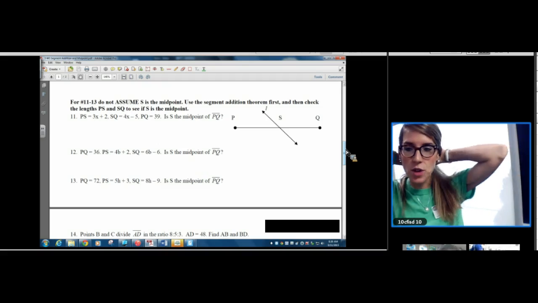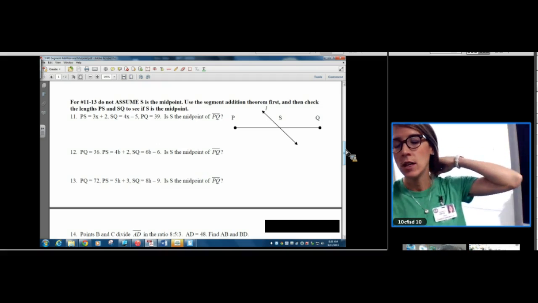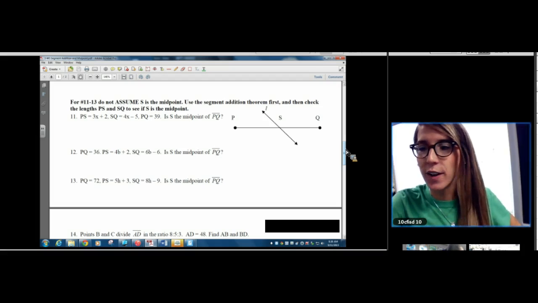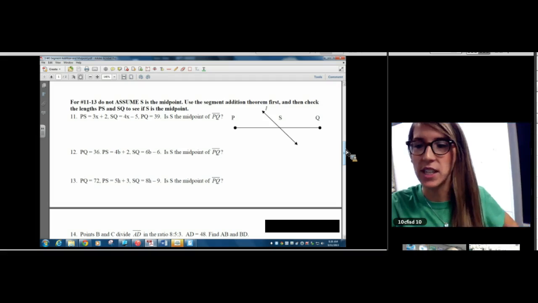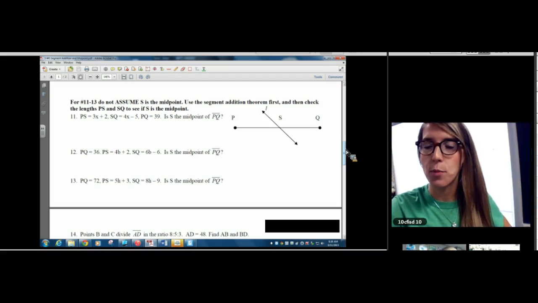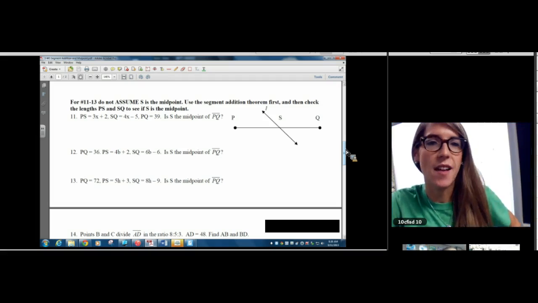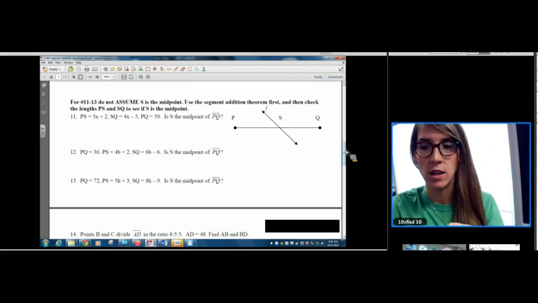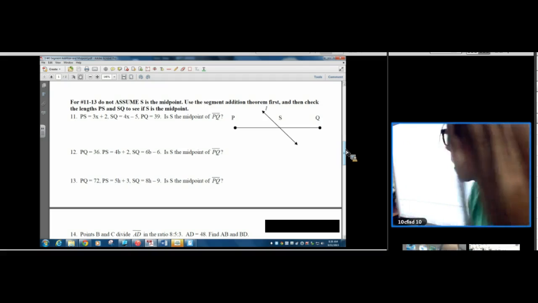Number 12 says, do not assume S is the midpoint. Use the segment addition, it's a postulate, it says theorem, first, and then check the length of PS and SQ to see if S is the midpoint. So it's like you're innocent until proven guilty. He's not the midpoint yet unless we have proof. So you're not going to set PS equal to SQ.